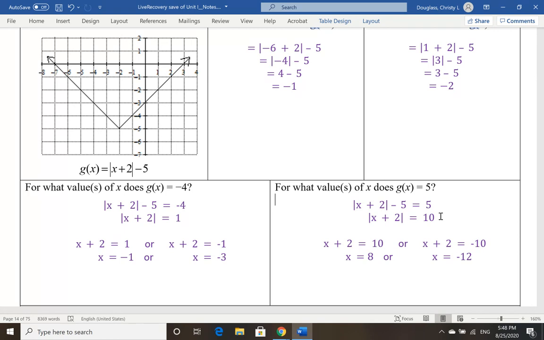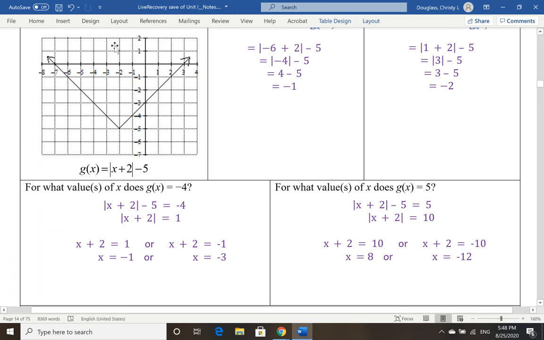Some number, x plus 2, is 10 units from 0 on a number line. That means that number, x plus 2, is either 10 or negative 10. When you solve by subtracting 2 from each side, you get 8 or negative 12. So when you have a y value of 5, your x value is 8 or negative 12.